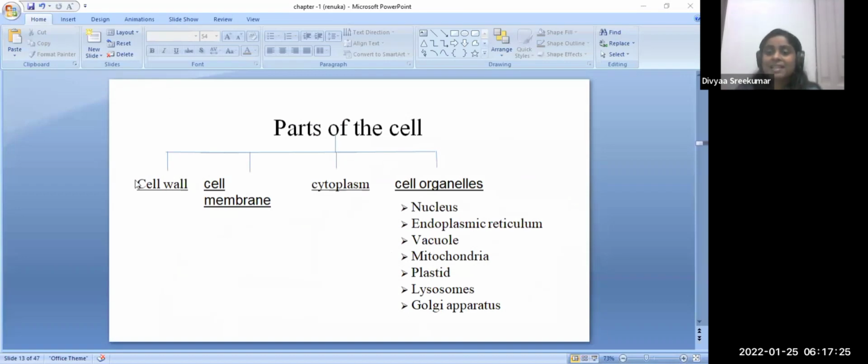And any cell you take will have these parts. It will have a cell wall in plants, fungi, and bacteria too. But in animal cells, you see only a cell membrane, cytoplasm, and then cell organelles like the nucleus, endoplasmic reticulum, vacuoles, mitochondria, plastids, lysosomes, and Golgi apparatus.